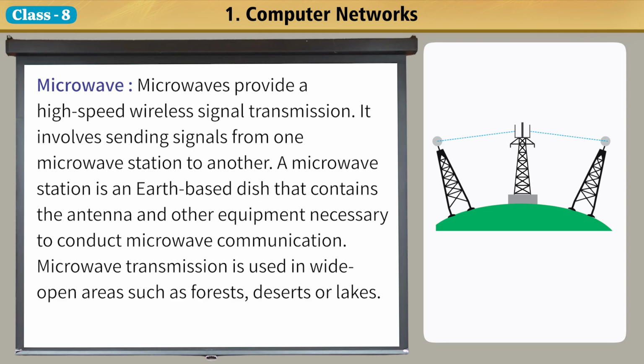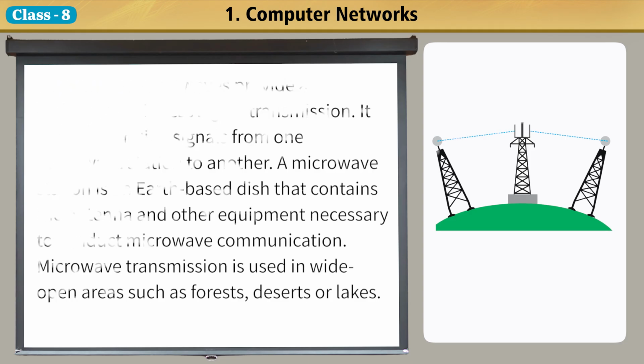Microwave. Microwaves provide a high-speed wireless signal transmission. It involves sending signals from one microwave station to another. A microwave station is an earth-based dish that contains the antenna and other equipment necessary to conduct microwave communication. Microwave transmission is used in wide-open areas such as forests, deserts, or lakes.